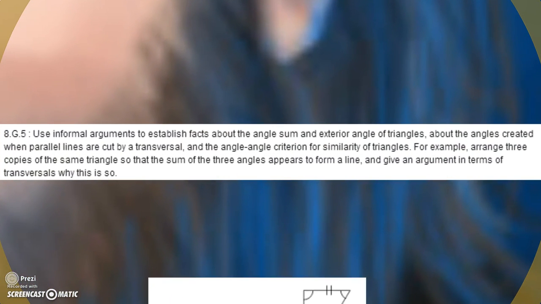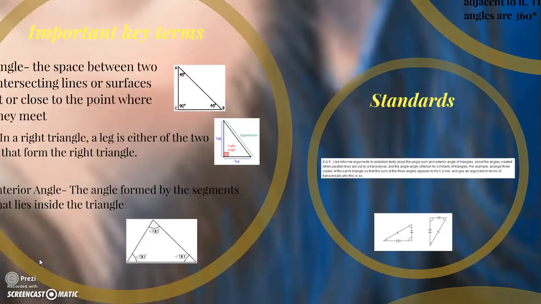Standards. 8.G.5. Use informal arguments to establish facts about the angle sum and exterior angle of triangles, about the angles created when parallel lines are cut by a transversal, and the angle-angle criterion for similarity of triangles. For example, arrange 3 copies of the same triangle so that the sum of their 3 angles appears to form a line, and give an argument in terms of transversals why this is so.